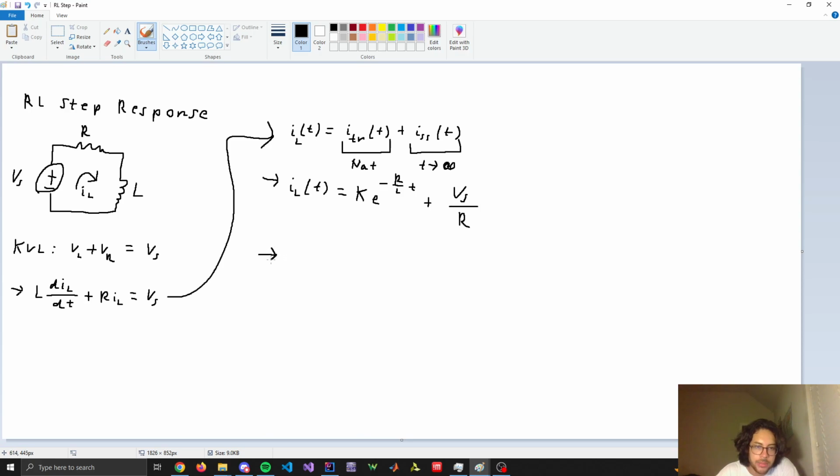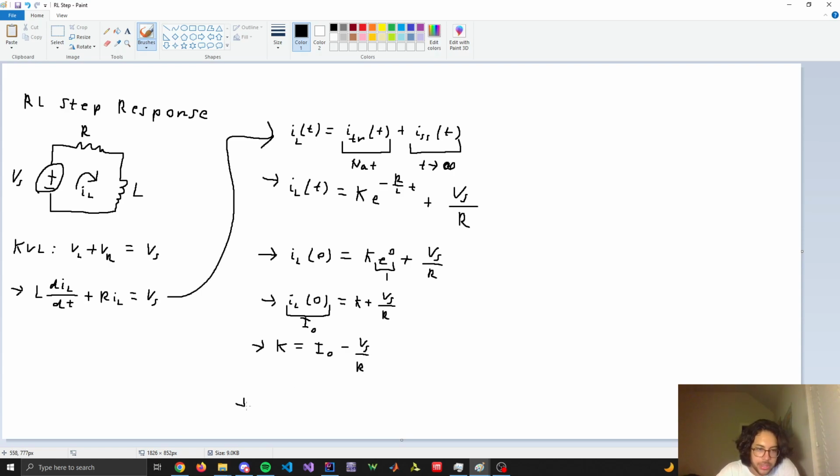So to solve for K, we need to find K. That's the function evaluated at 0. So it's K times e to the 0 plus Vs over R. And this is just 1. So IL of 0 is equal to K plus Vs over R. Or in other words, K is equal to IL of 0. Well, I'll just write that as big I sub 0. It's going to be I0 minus Vs over R.